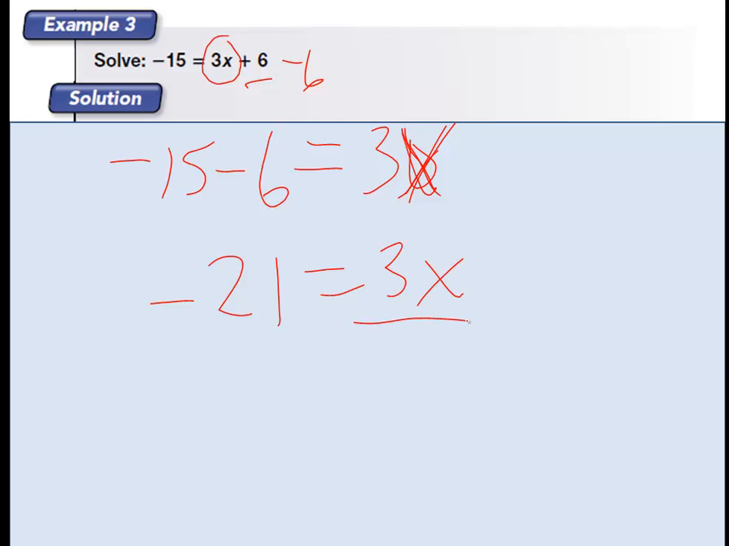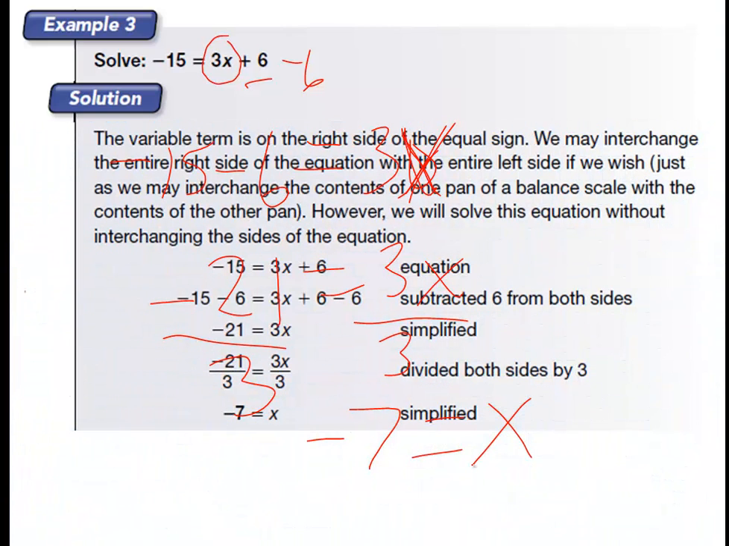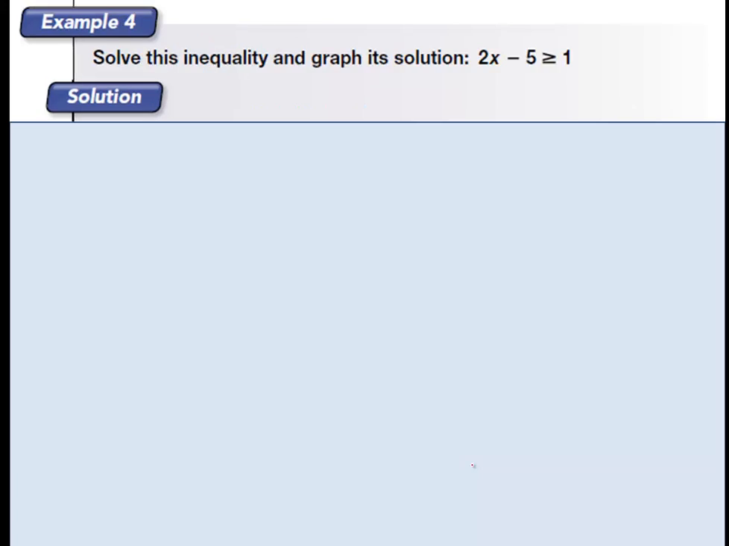Now we've got to get the x by itself. It's being multiplied, so we're going to divide by 3, divide by 3. 3 goes into negative 21 negative 7 times, so x equals negative 7. Hopefully that's what you got and that you did do it yourself. All right, let's try another one.